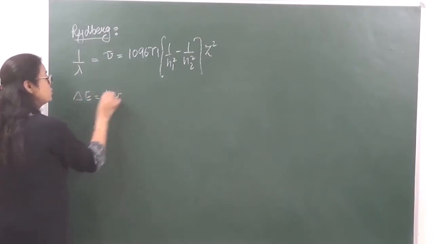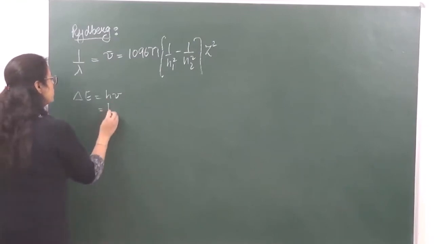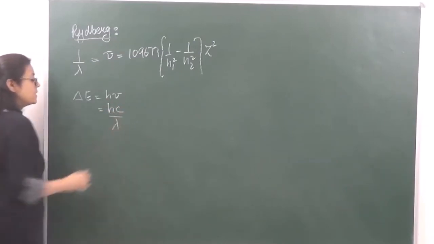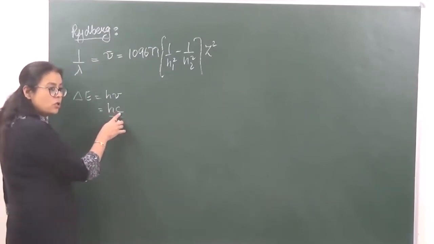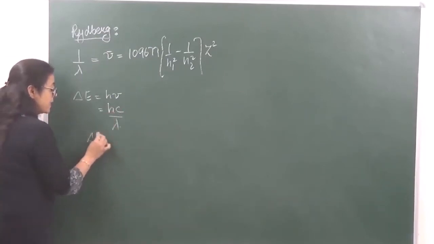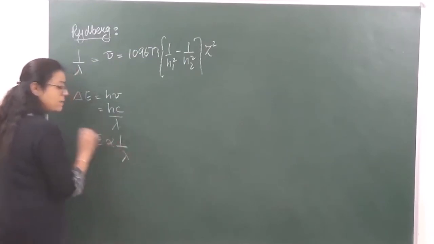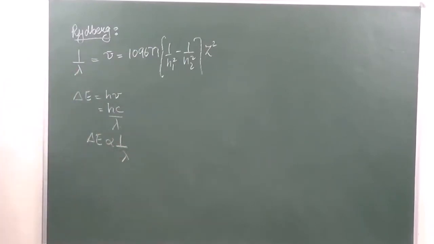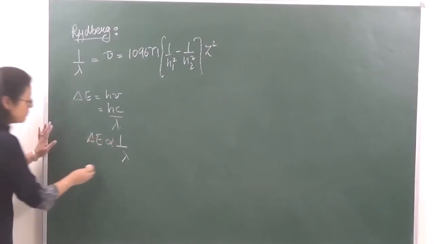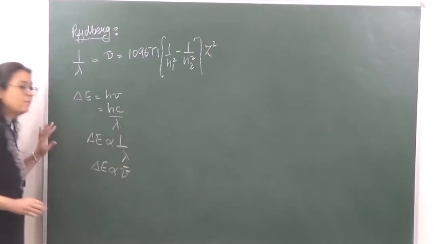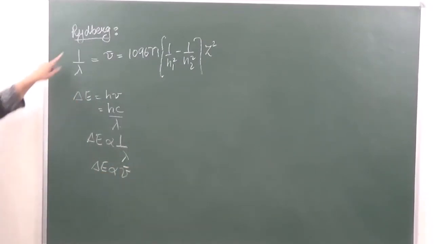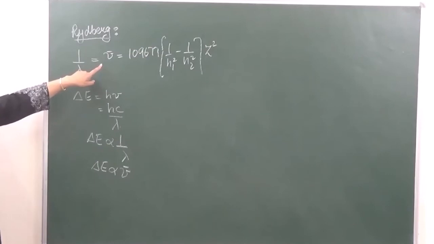Okay, so when we are talking of this, we know that delta E according to Planck is equal to h nu, or that is equal to hc upon lambda. So over here h is a constant and c is also a constant. Therefore delta E is inversely proportional to lambda, which suggested that delta E should be directly proportional to wave number, because 1 upon lambda is equal to wave number.